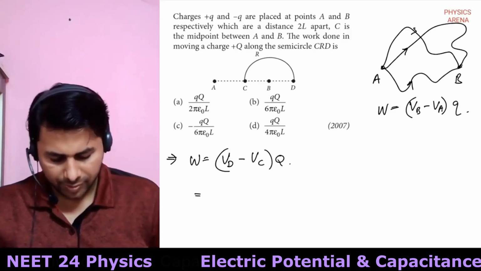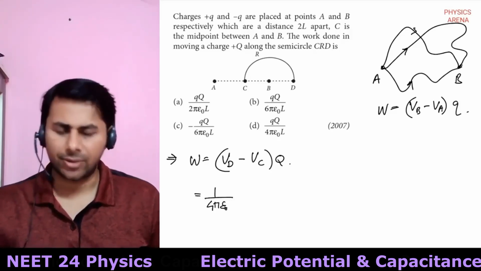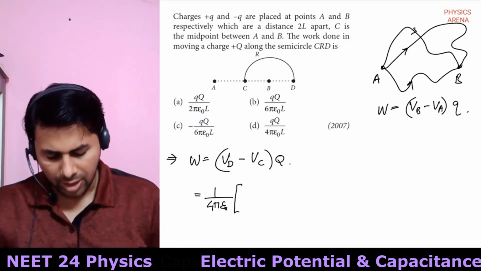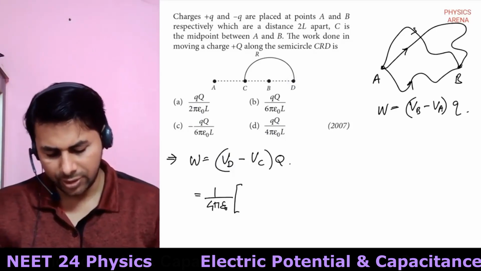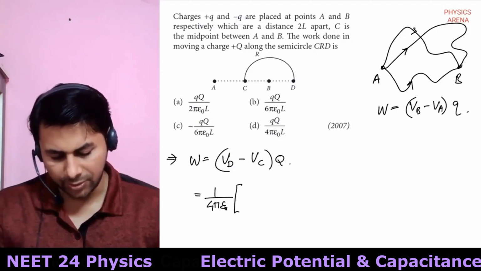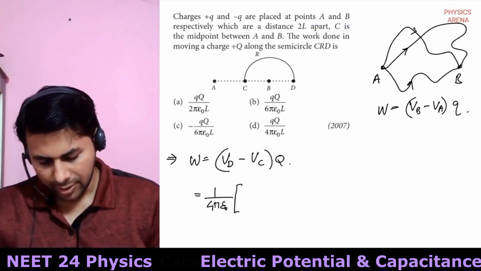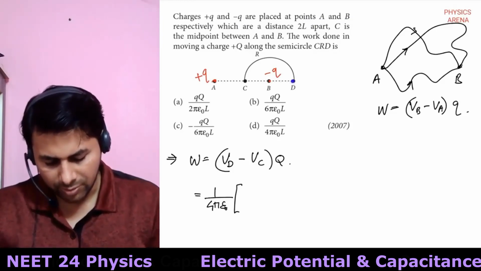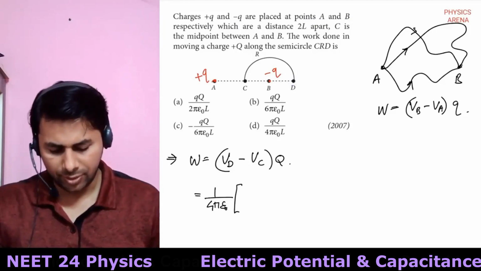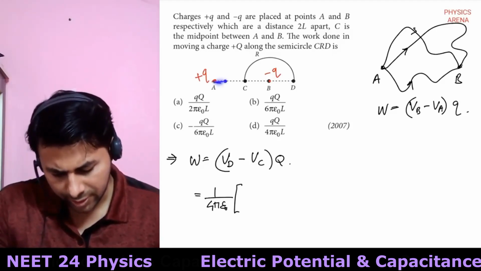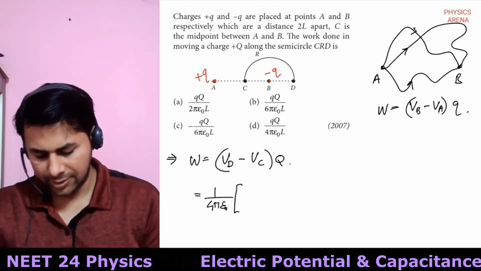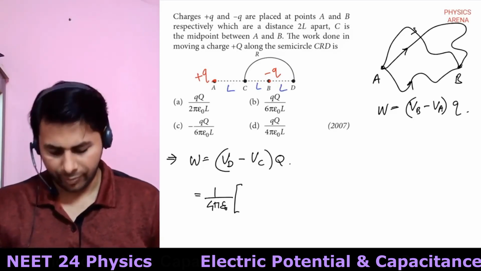So take 1 upon 4 pi epsilon naught outside because it is there in all questions. How much is potential at D? There are two charges, plus Q and minus Q, kept at A and B. So this is plus Q, and at B there is minus Q. How much is potential due to them at D? How much is this distance? 2L. This is midpoint and this is semicircle, so this distance is also L. So these distances are L, L and L.